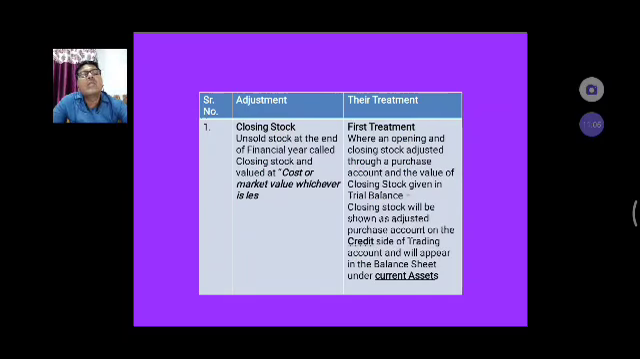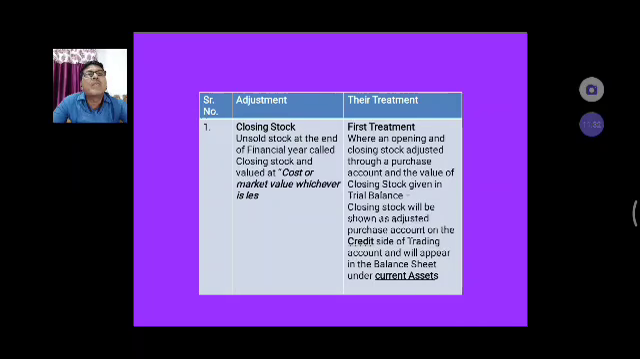Now adjustments. Some important adjustments are needed for the preparation or solution of the problem. The first adjustment is the closing stock. Unsold stock at the end of the financial year is called closing stock and is valued at cost or market value, whichever is less. The meaning is also given in the slide.